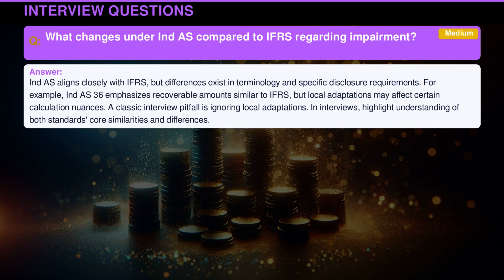Indian accounting standards align closely with international financial reporting standards, but differences exist in terminology and specific disclosure requirements. For example, Indian Accounting Standard 36 emphasizes recoverable amounts, similar to international financial reporting standards, but local adaptations may affect certain calculation nuances. A classic interview pitfall is ignoring local adaptations. In interviews, highlight understanding of both standards' core similarities and differences.